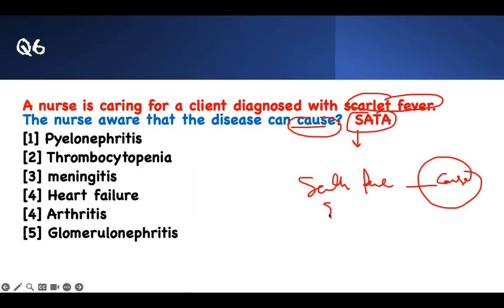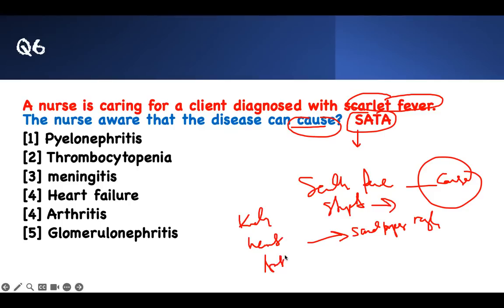So this is caused by strep, right? Strep A. This is why we treat it. And they have what we call sandpaper rash. That's the buzzword in the sentence. Sandpaper rash. What does it do? Post strep, it affects your kidney, it affects your heart, and it affects your joint. So they have post-strep glomerulonephritis. They can have rheumatic fever, heart disease, and arthritis.